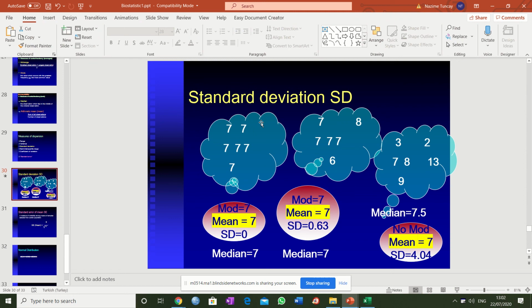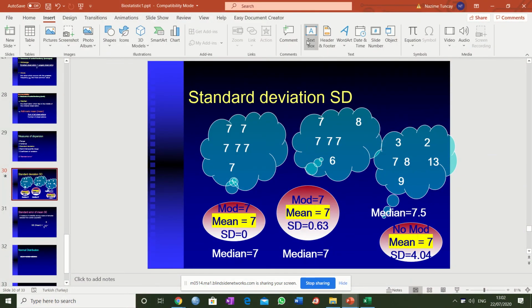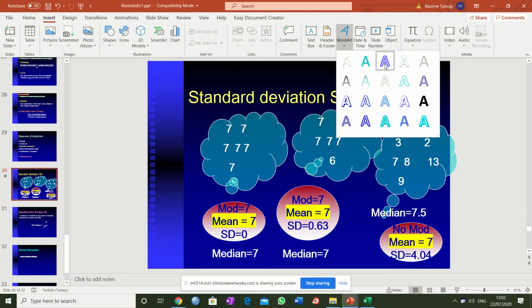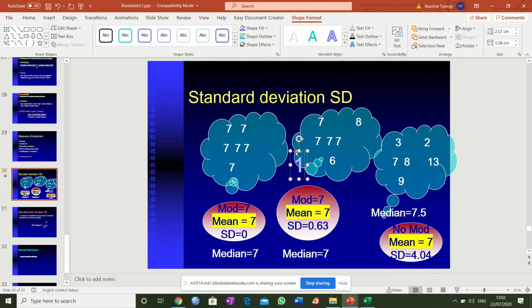And here in shape 1, let us say this is figure 1. I'm going to put a number. This is 1. And this is 2. And the other one is 3. This is 2 and this is 3.